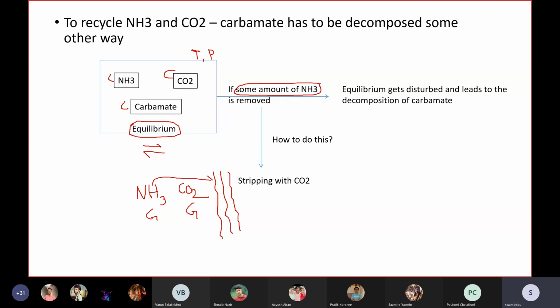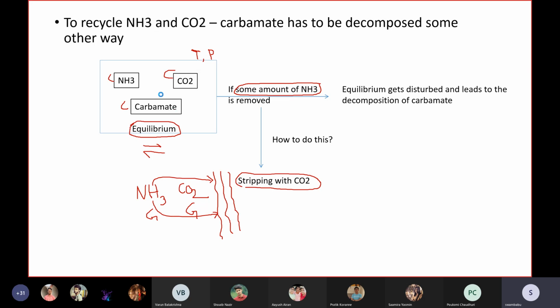ammonia tends to react, since ammonia reacts with CO2 very fast. It will tend to absorb into this system much faster. That way, with the help of CO2, we can do this stripping. So if I have an equilibrium mixture of ammonia, CO2, and carbamate, and I pass some liquid CO2 through this, then I can extract some of the ammonia from here. I can remove some of the ammonia, and that way the carbamate decomposes back.